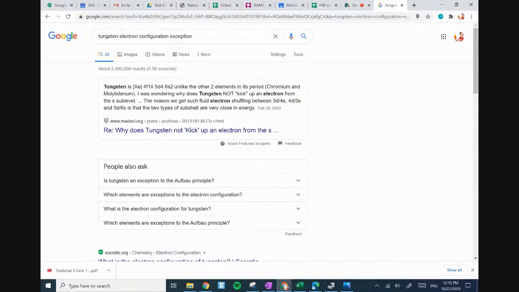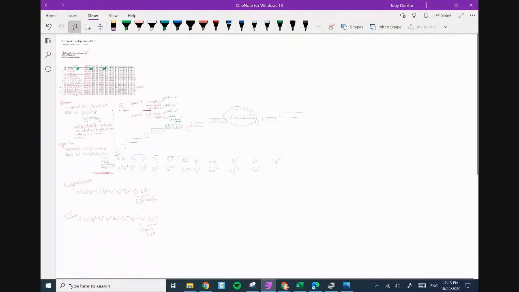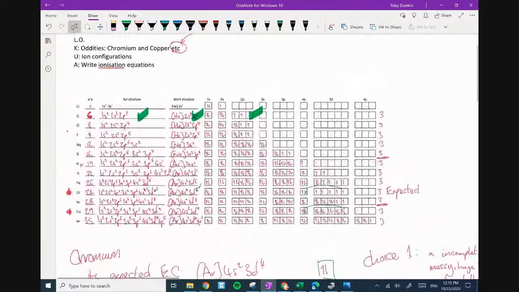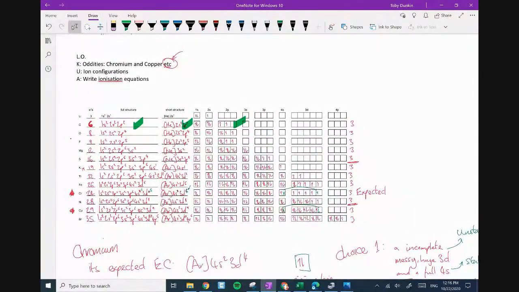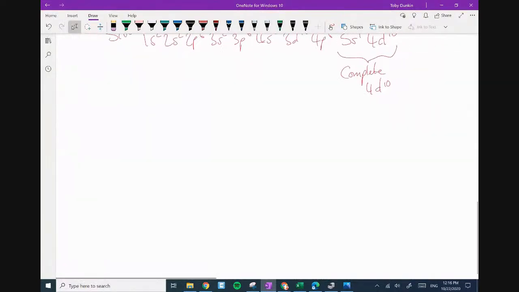Oh, there you go. The reason we get such fluid electron shuffle is two types of very close in energy. So it's saying that there's no kick up on tungsten. Ah, I tell a lie. Okay, ignore me then. I stand corrected. Learn new things every day. Wow, no wonder they don't go any further than barium. Makes total sense. Right, let's go back to iron.